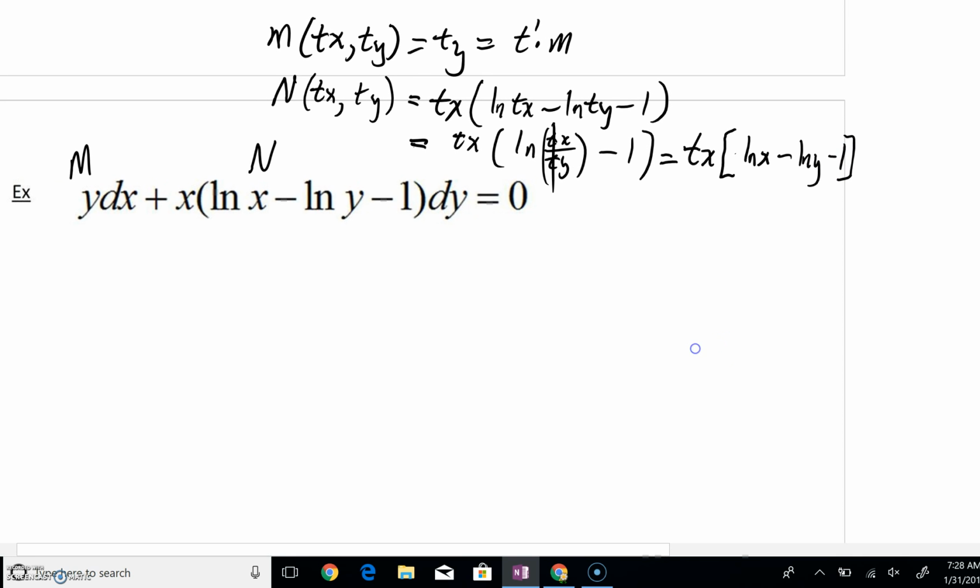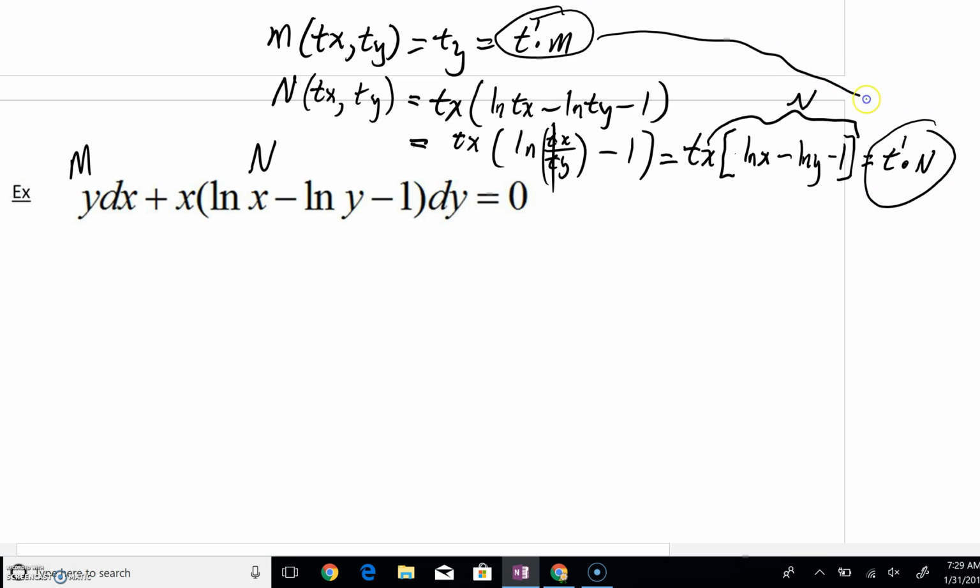And the reason for doing that right now is you could see that this whole big expression here was n. So I have t to the first times n. And you can really notice that the degree for both of these is 1. Alpha would equal 1. So this is a homogeneous differential equation. That means that we can go ahead and use a substitution to help us out.